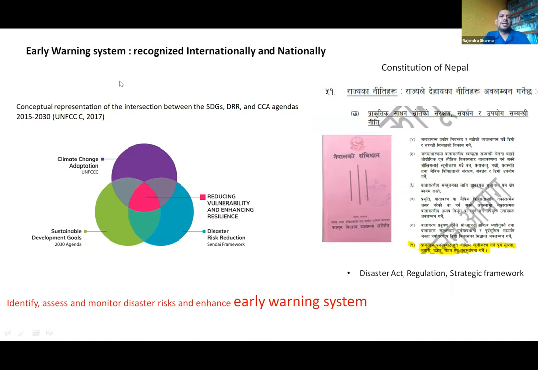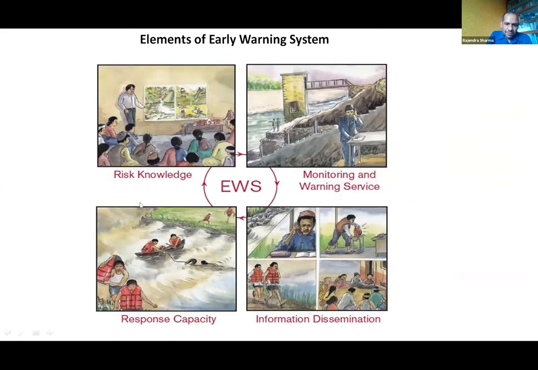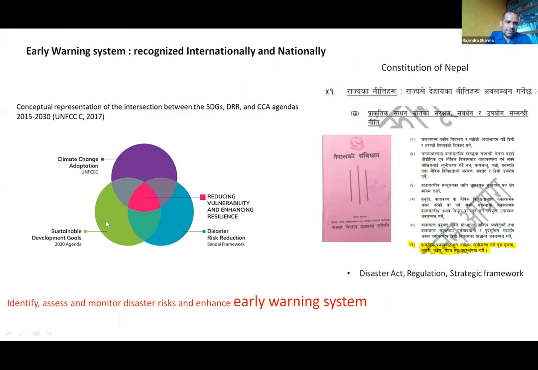So early warning system is recognized internationally and nationally. From this figure, we can see that the cross-cutting issues of the Sustainable Development Goals, climate change adaptation of UNFCCC, and disaster risk reduction of the Sendai Framework all have an intersection, which is reducing vulnerability and enhancing resilience. And one of the elements of this is to identify, assess, and monitor disaster risks and enhance early warning system, which is clearly spoken in the Sendai Framework priorities.